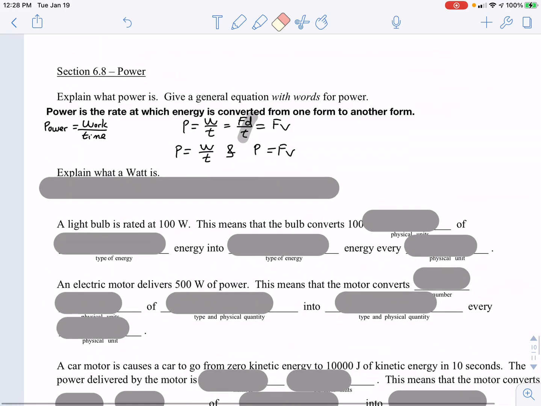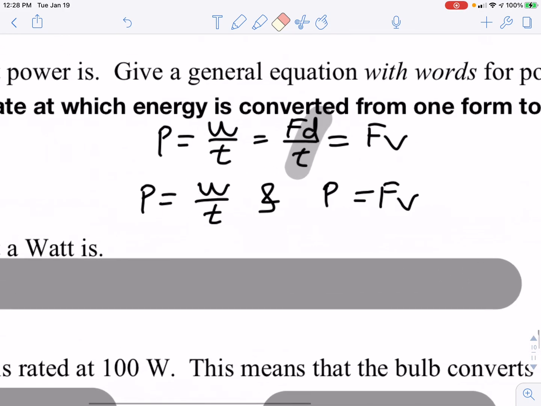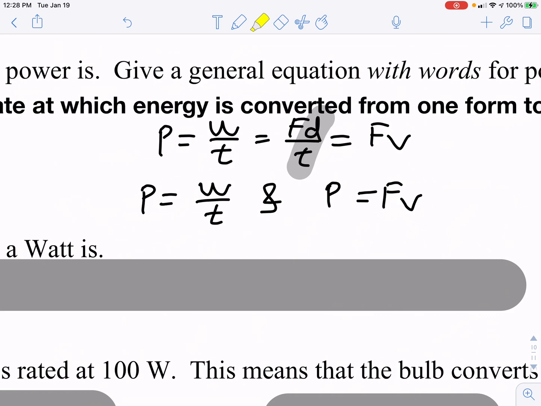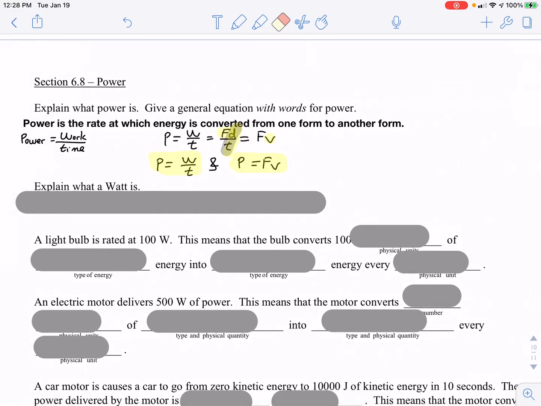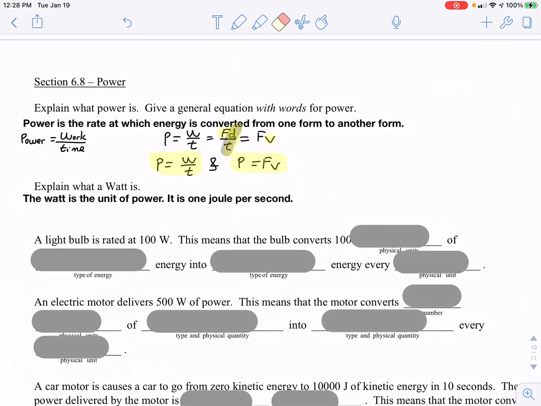Now look a little more closely. If we take work divided by time, we know that work is force times distance. But we also know distance divided by time is velocity. So we have two equations for power. One is work divided by time. The other is force times velocity. A watt is the unit of power, and it is essentially 1 joule per second.